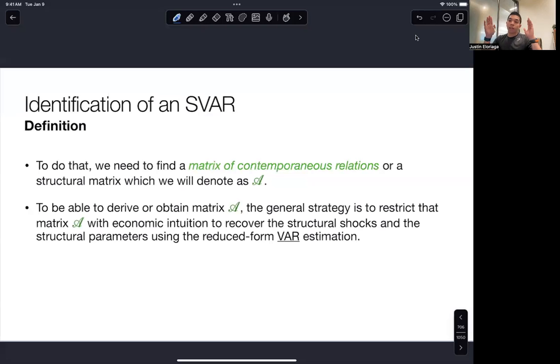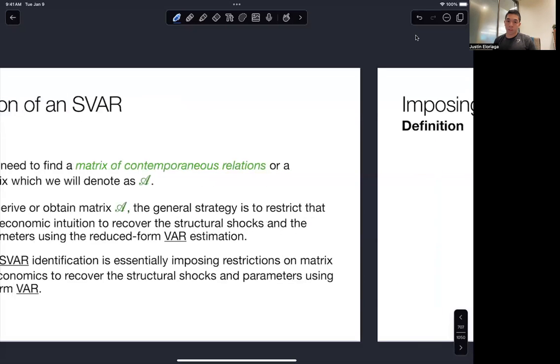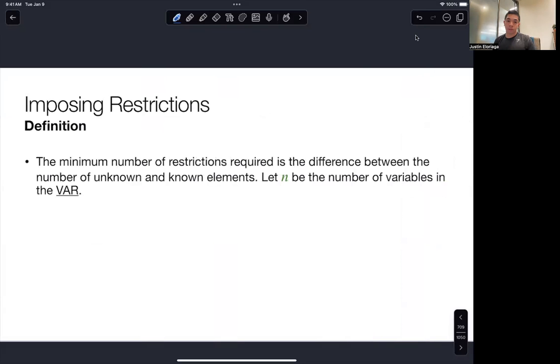So we go from a structural model, impose the restrictions, and then convert it to go back to the reduced form VAR and run it as a reduced form VAR. Essentially, that alleviates the endogenous policy reaction problem that we encountered if we just used a normal unrestricted VAR without any restrictions. Therefore, the SVAR identification process is essentially imposing restrictions on matrix A based on some held economic theory to recover the structural shocks and parameters using the reduced form VAR. So how do we impose these restrictions?